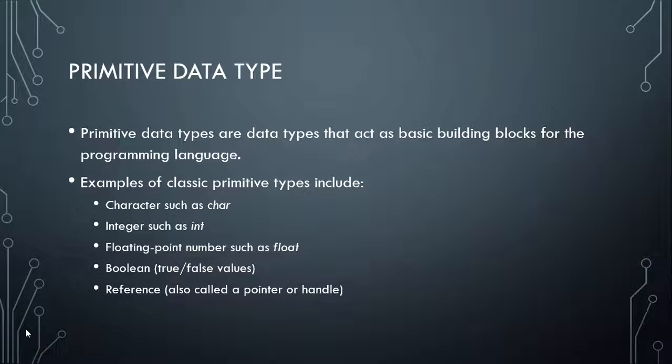You have floating point numbers, such as float, which usually gets into things like decimals, so 2.5 would be a float. Boolean, which is true and false values, is used when you're testing a condition to see if something is true. Let's say I want to see if 3 is greater than 2. We know that's true, and you can use a Boolean to test that. And lastly, we have what's known as a reference or a pointer or a handle, depending on what programming language you're using. That's usually used to call back to the location of an object where it's stored in memory.